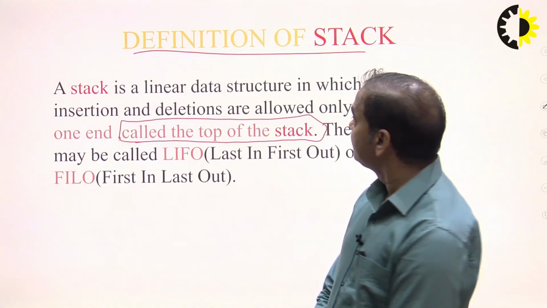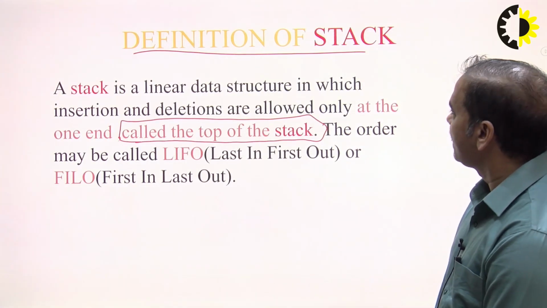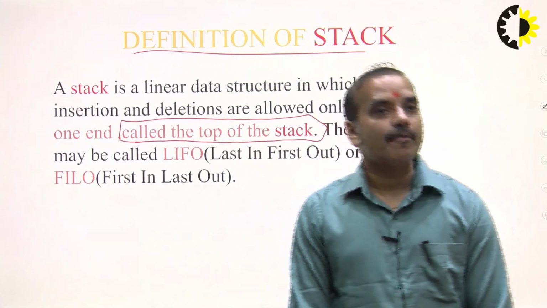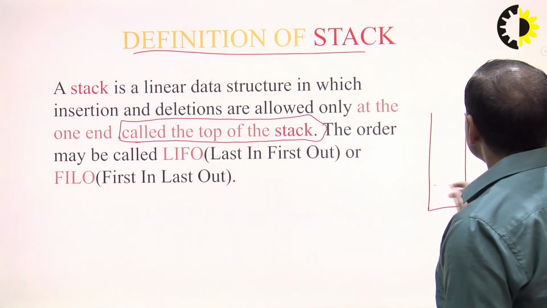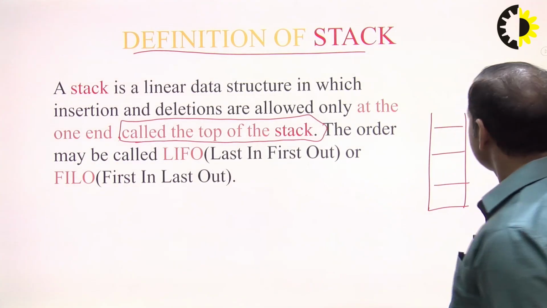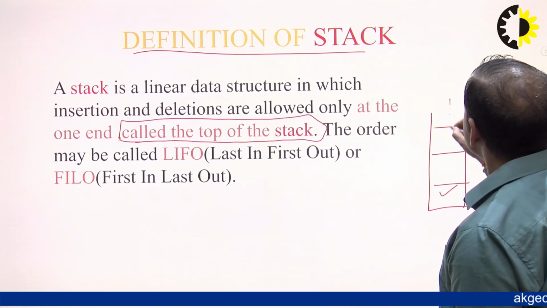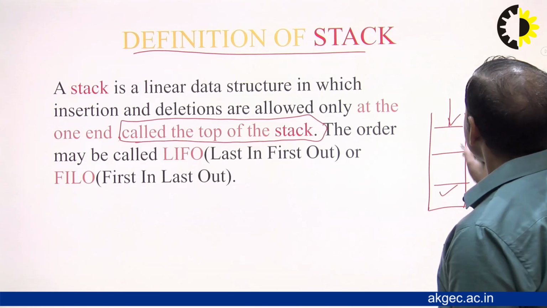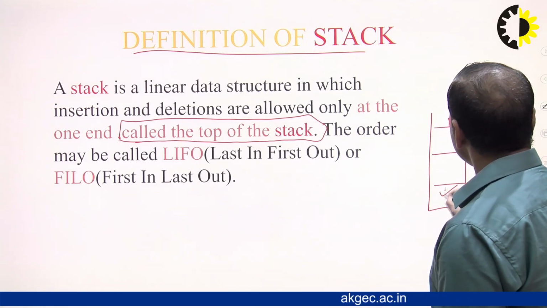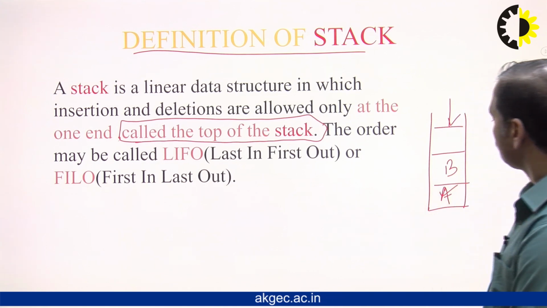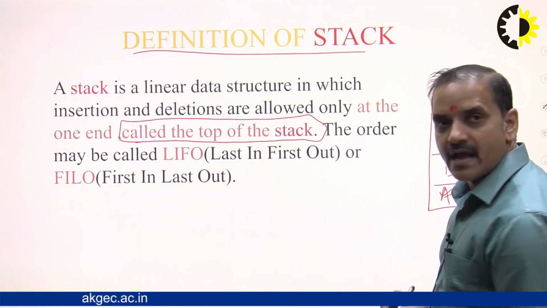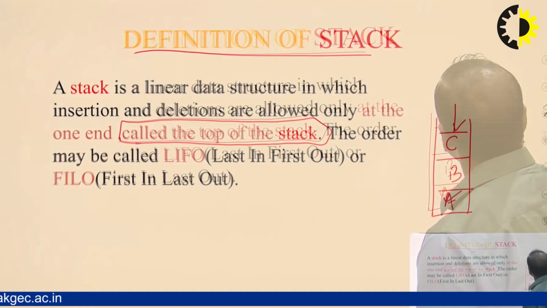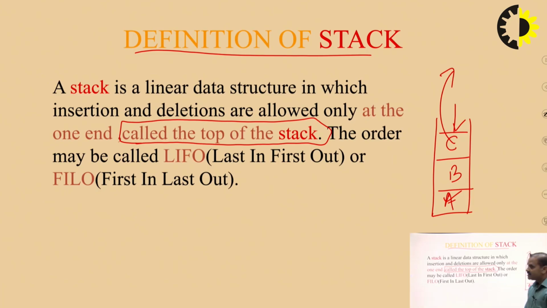Here, a stack is a linear data structure in which insertion and deletion are allowed only at one end, called the top of the stack. We have to insert or delete elements from the top. This is the simple structure of a stack. This is the bottom place and this one is the top place. That means we insert from the top and delete from the top. If there are already two data A and B and we want to insert C, then C is inserted here. And if we want to delete an element, then we first have to delete C. That's why it is called the top of the stack.